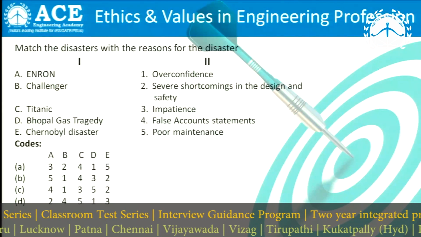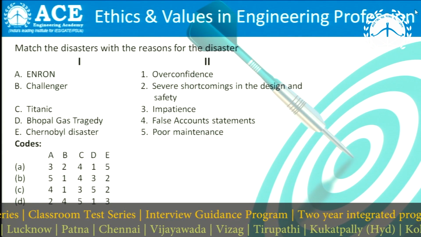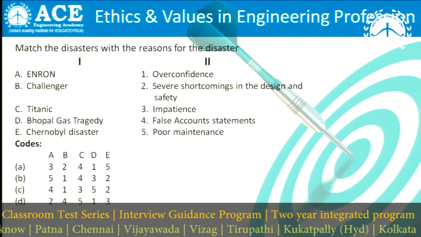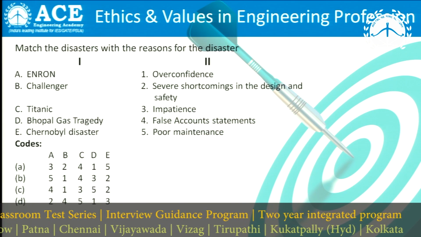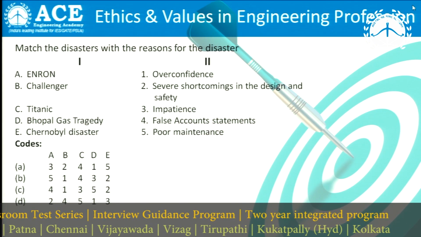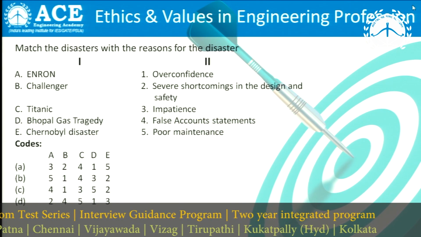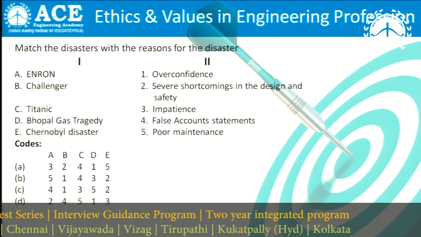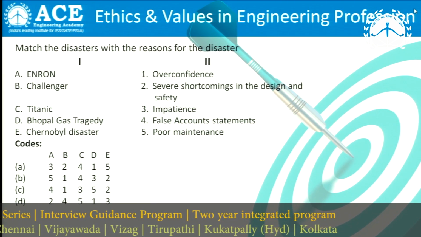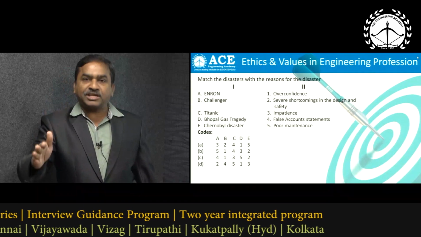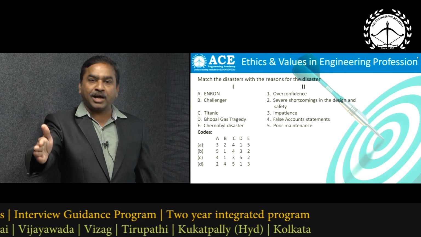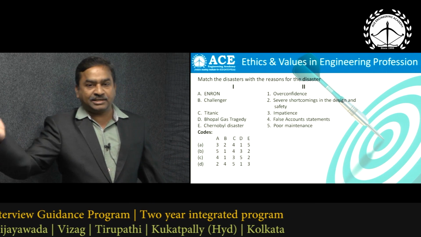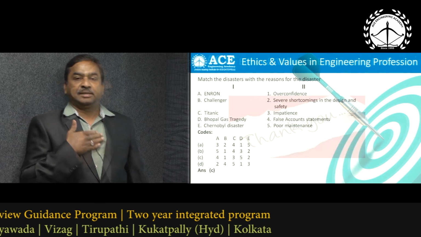Enron, Challenger, Titanic, Bhopal gas tragedy, Chernobyl disaster on side A, and on the second side we have overconfidence, shortcomings in the design and safety, impatience, false account statements, poor maintenance. All the points I have already covered. Answers are very clear. The only thing left out is Enron. Enron is the first company which manipulated financial accounts, and within 1 year from glory it fell down to disgrace, and the answer is C.